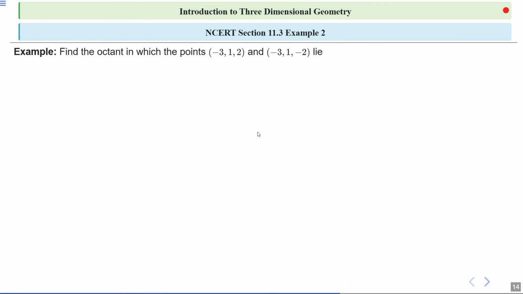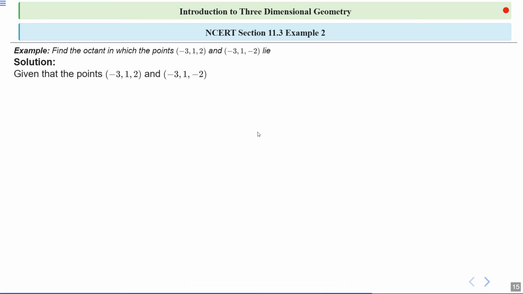So now let us see another example. In this example, we have to find the octant in which the points -3, 1, 2 and -3, 1, -2 lie. So first of all, think about the signs of the x, y, and z coordinates for each point, and recall how octants are determined in three-dimensional geometry.